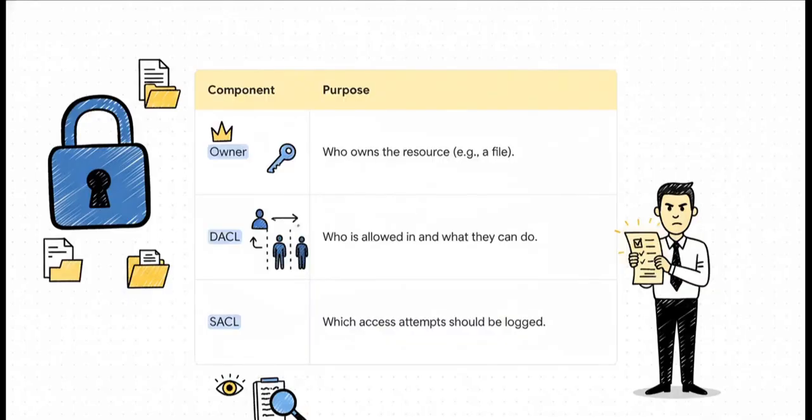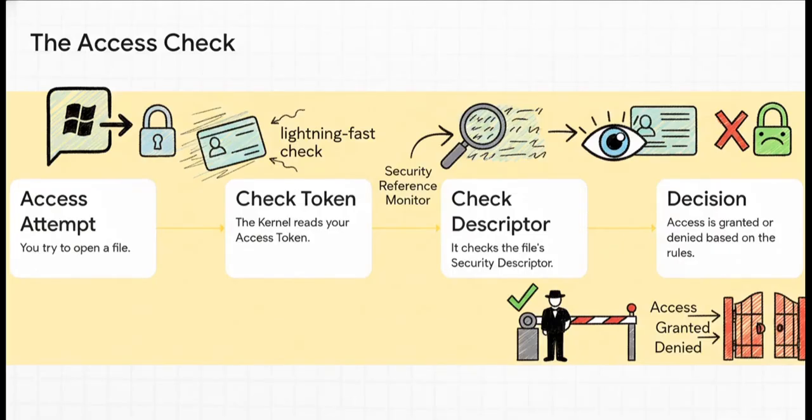Now, every protected object on the system, we're talking files, folders, you name it, has what's called a security descriptor attached to it. And this is basically a bouncer's guest list. It defines who owns the thing, but more importantly, it has the DACL, which says who's allowed to do what, and the SACL, which says what actions need to be logged. And this all comes together in what's called the access check. Every single time a program tries to access a resource, the kernel's security reference monitor does this lightning-fast check. It takes your ID card, your token, compares it against the bouncer's list for that resource, and makes a simple decision, yes or no. This happens thousands of times a second, and you never even see it.